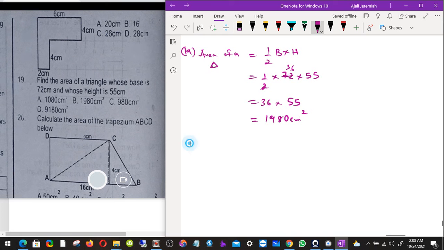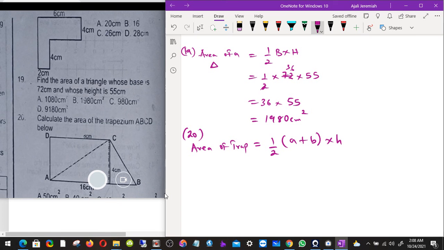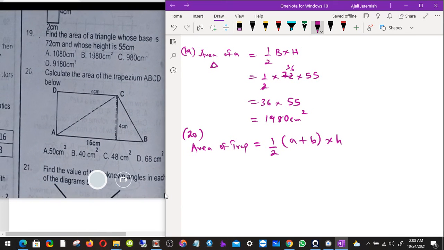Number 20, we have to calculate the area of the trapezium. Hope you're solving. Please solve along. Number 20, calculate the area of the trapezium. So area of a trapezium is half open bracket A plus B times height, where A and B are the lengths of the parallel sides.